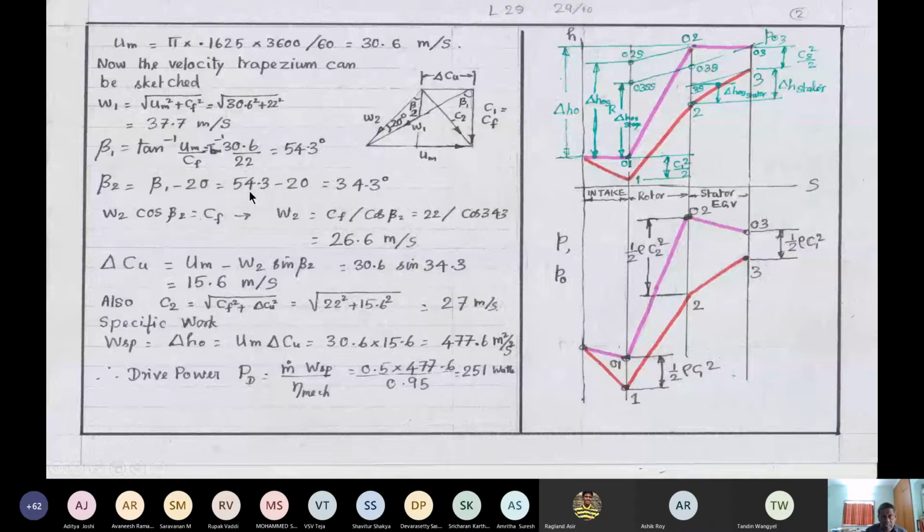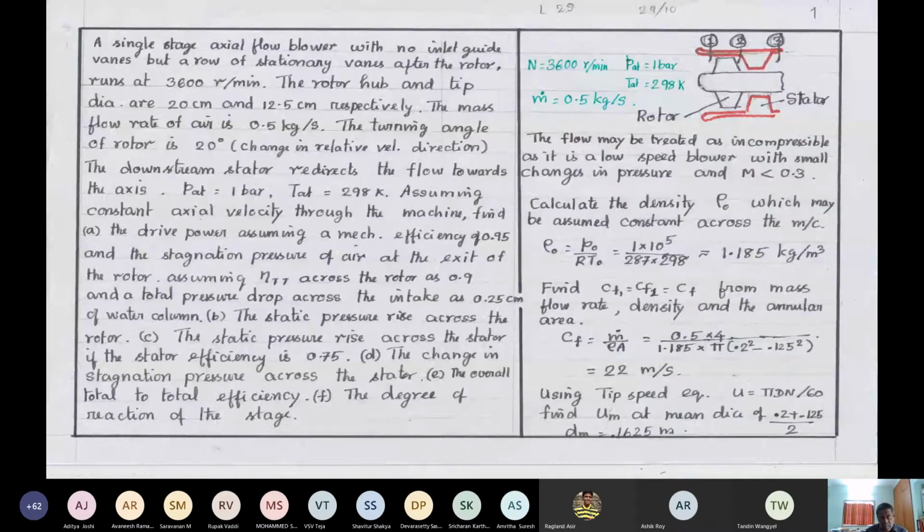The turning angle of the rotor is 20 degrees. So this is the turning of the relative velocity. We should not get confused that it is about the absolute velocity. It is about the relative velocity, the change in relative velocity direction. That is 20 degrees.